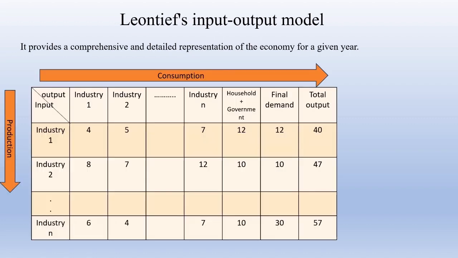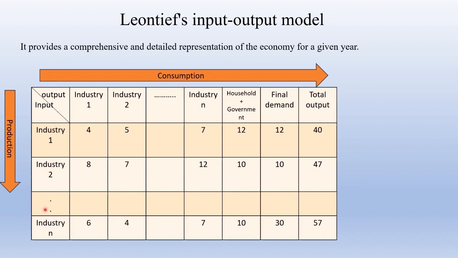The industries discussed, we can represent as I1, I2, I3, In. These industries are also consumers of it. In addition to it, households and government also consume it. We can call this final demand, and the total of all of this is total output. Similarly, these represent production of industries I1, I2, In.